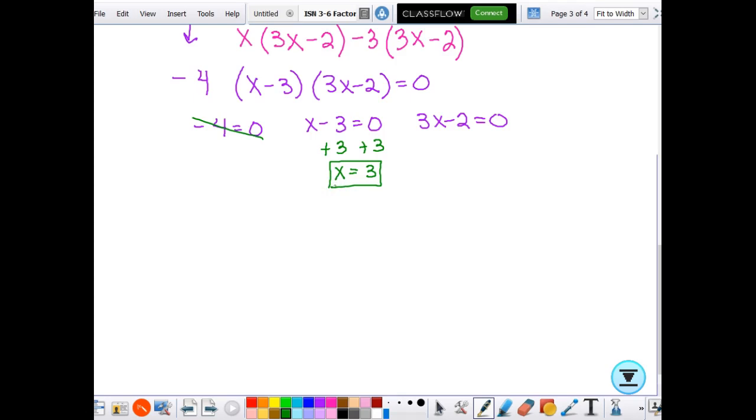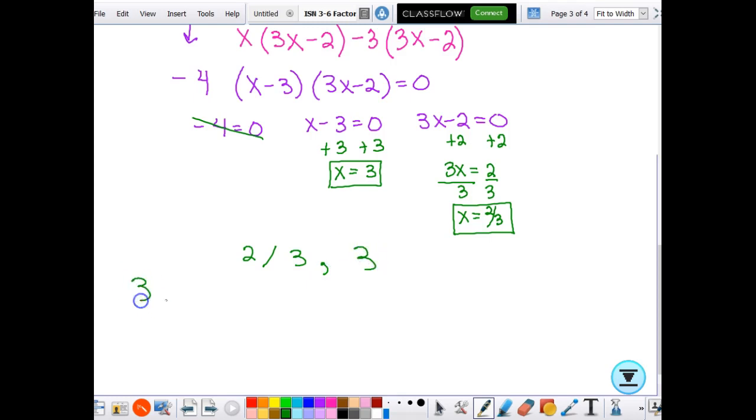Now this one's a little different. We're just going to solve. We know how to do this. Don't go into panic mode. Add 2. Divide by 3. X equals 2/3. In Delta Math, you're going to type 2/3, then a comma, then another box will come up, and then a 3. Or you're going to type a 3, comma, another box will come up, 2/3. Don't put decimal numbers in there. Don't put 0.6. Don't do that.